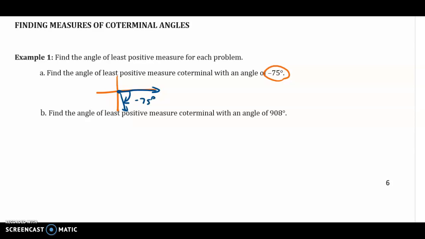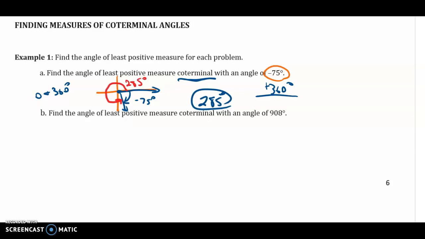So if you have something that's not between 0 and 360, or you just want to find another coterminal angle, I'm either going to add or subtract, depending on what I want, to give me another coterminal angle. Again, keep in mind that there's an infinite amount of coterminal angles. So we have 360 plus negative 75 is 285. So what this would look like for our example is this angle right here is 285 degrees. So these are both coterminal of each other.